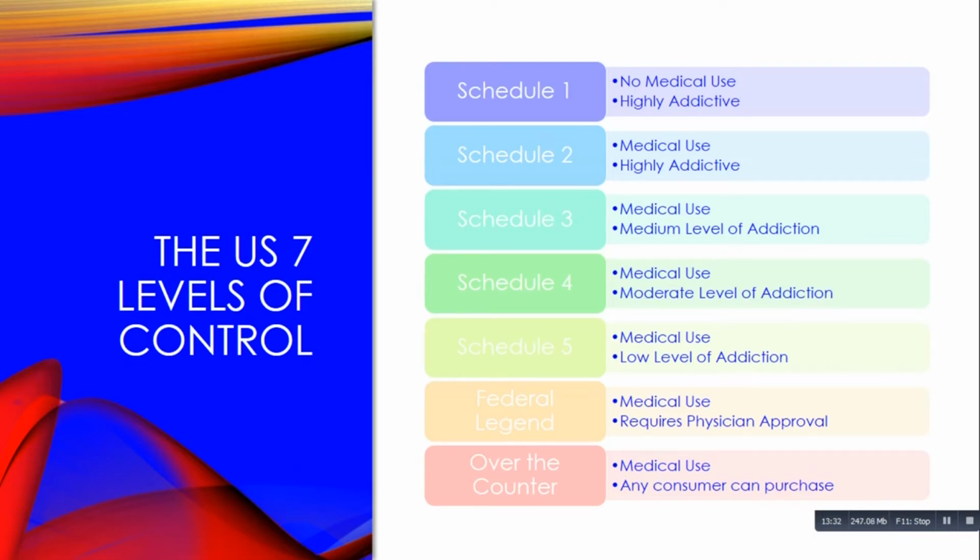Now, about the levels of control. There is a Federal Controlled Substances Act, and then every state has a version of its own. So watch out, because states can actually do very strange things when it comes to controlled substances that the federal government is less stringent about. For example, Kentucky recently put gabapentin in Schedule 4.